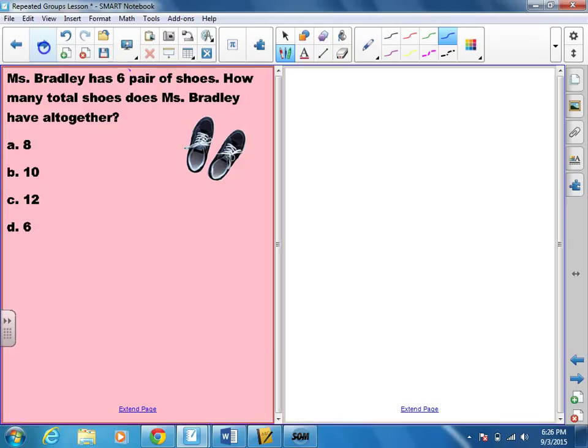So here, emphasize, Miss Bradley has 6 pairs of shoes. She has 6 pair of shoes. Here, students will have to infer and really think about what is a pair. Pair means 2. So there's 2 shoes in a pair, and she has 6 pairs of them. So our equation is 2 times 6.